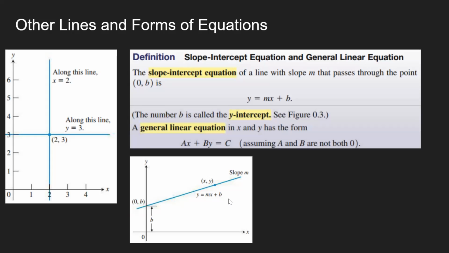The general linear equation is of the form ax plus by equals c, and that's also known as the standard form of a linear equation. Typically, that's written where a and b are integers, and a and b both can't be 0. If they both were 0, you would have 0 equals a number, which would be a false statement.